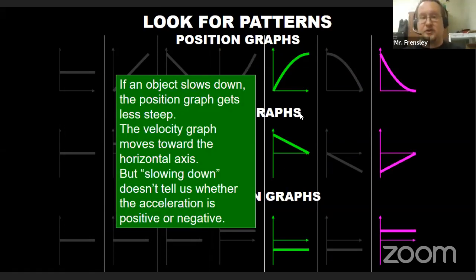Here are the slowing down motions. Both slowing down position graphs, the graph has a slope that's decreasing to zero. The velocity graph is trending towards zero. And again, just saying the word slowing down is not enough for me to judge the sign of acceleration. I need to be told the direction of velocity and whether the velocity is speeding up or slowing down before I can say the direction of acceleration.